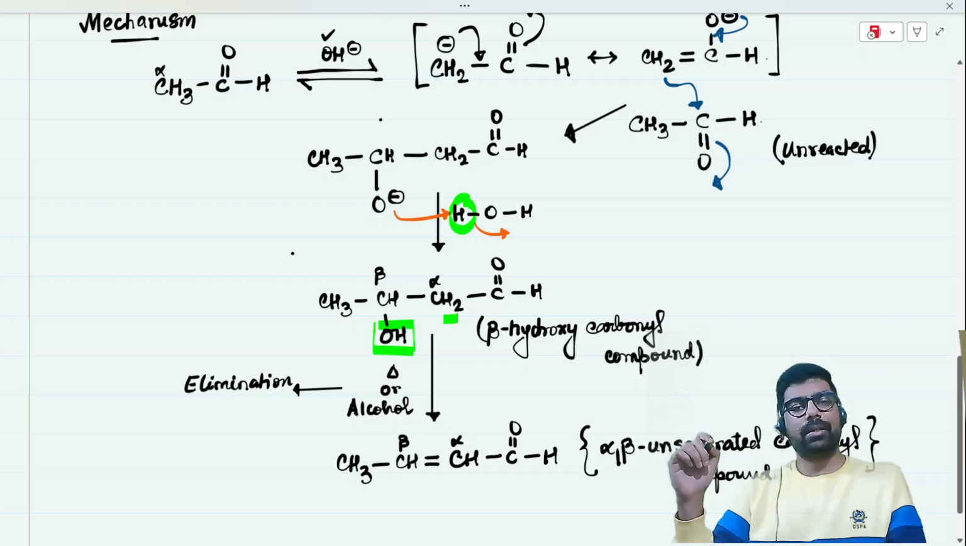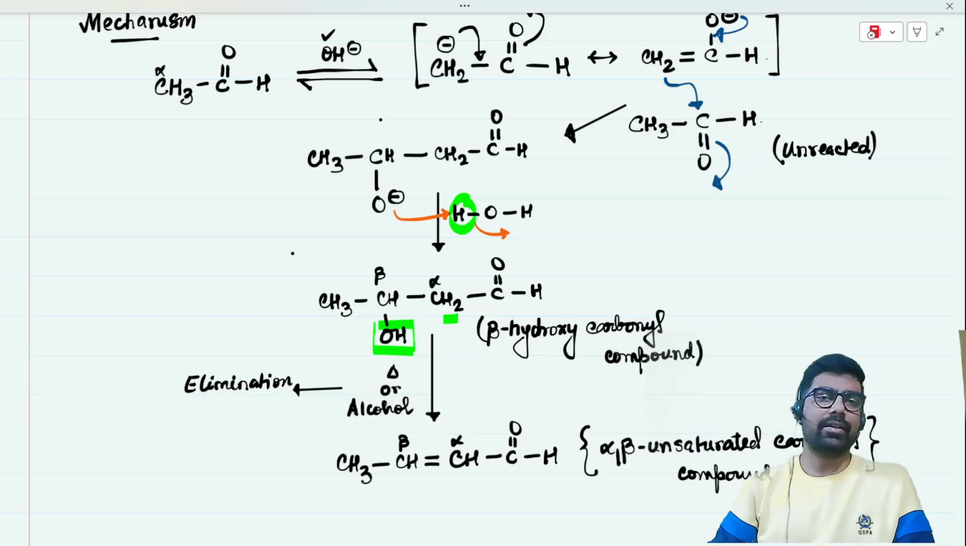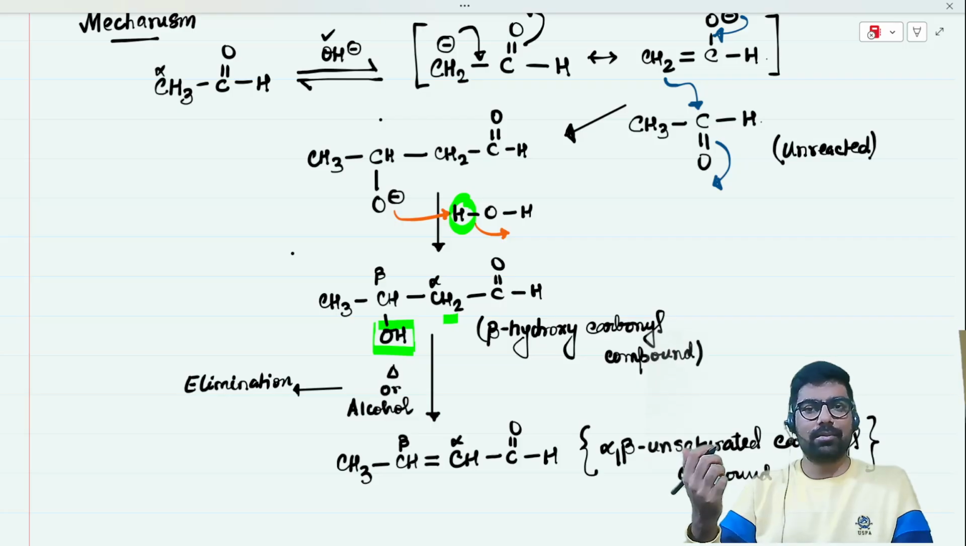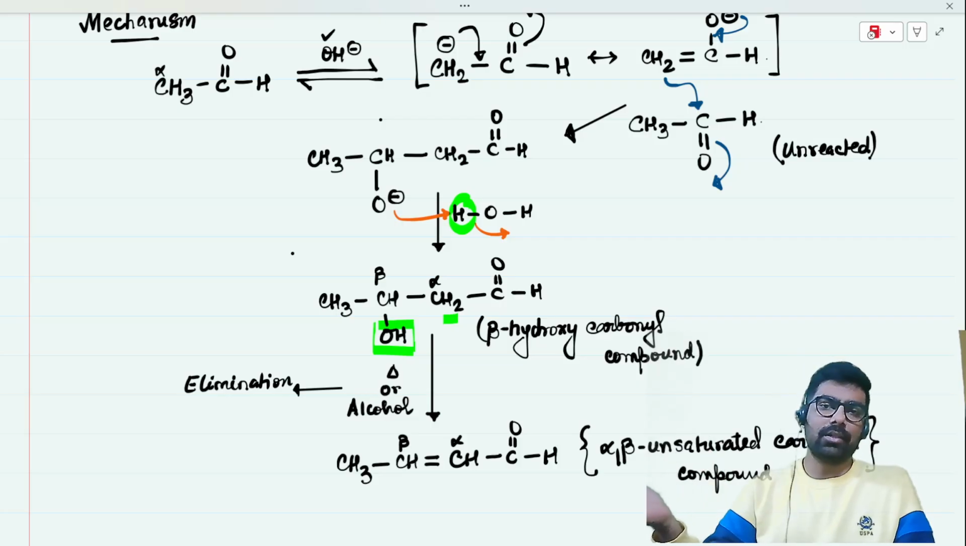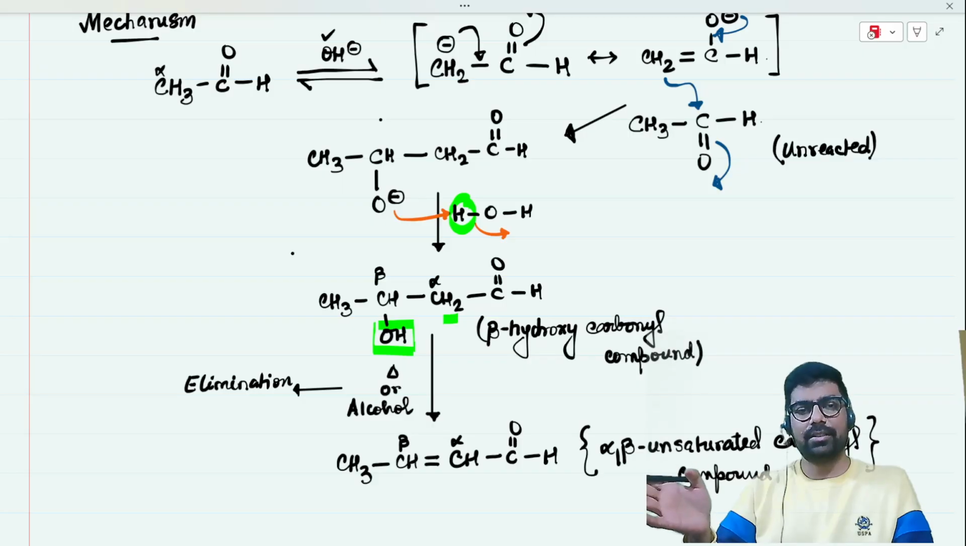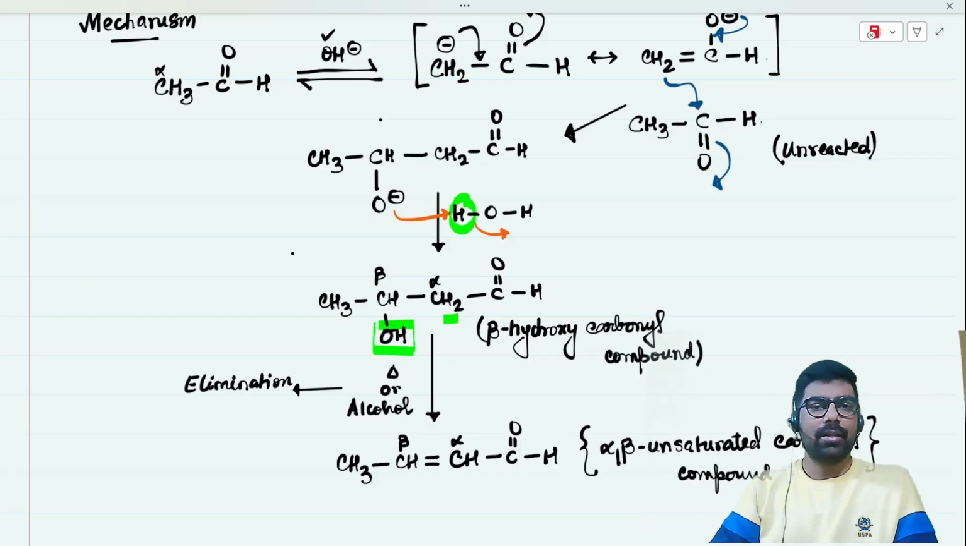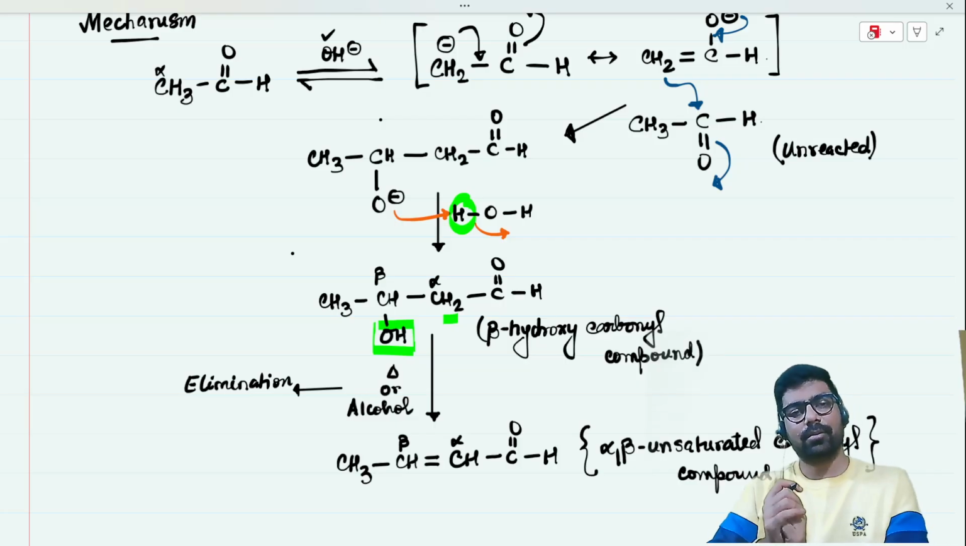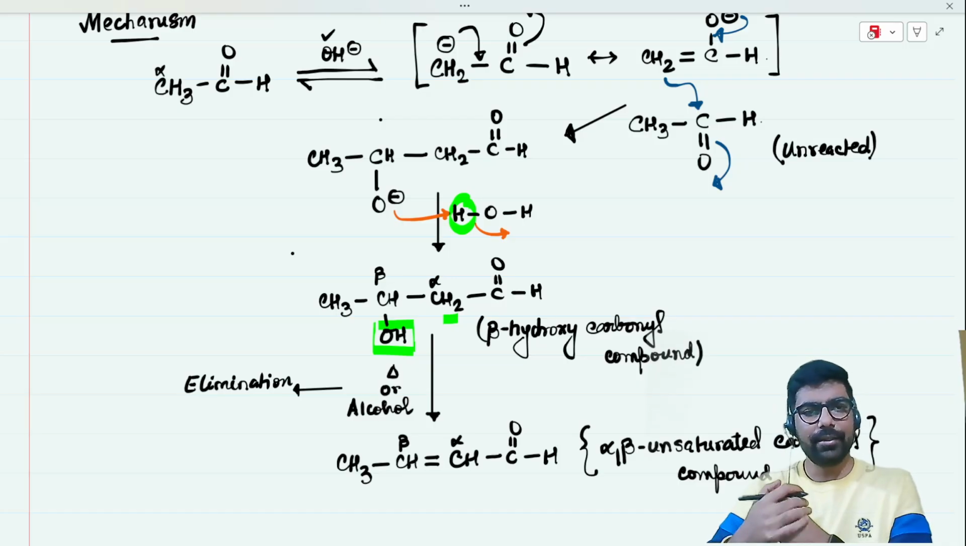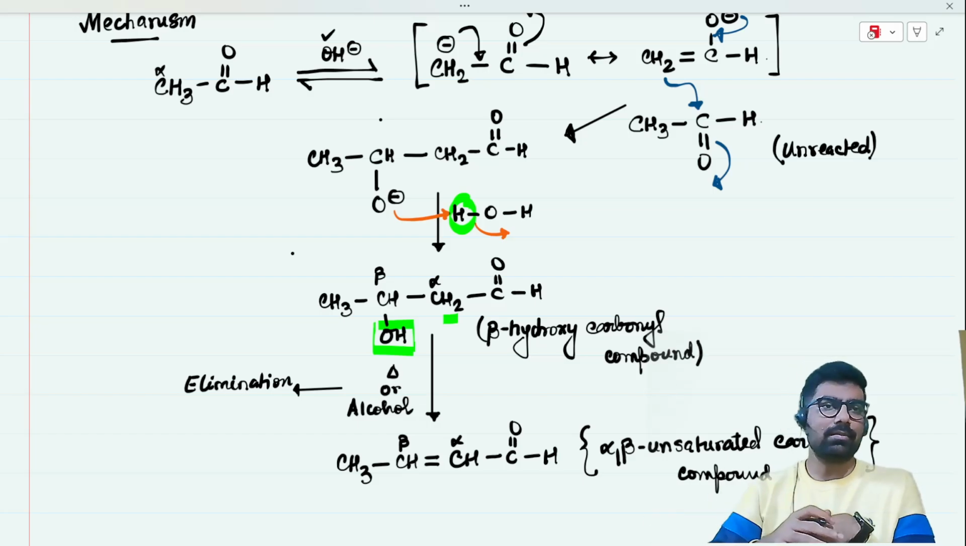So either one can be the product of aldol condensation, right? It can be a beta hydroxycarbonyl compound, but if heat is given or alcohol is there, then another step will add up and an elimination reaction will take place, resulting in the formation of an alpha beta unsaturated carbonyl compound. Clear? So this is the basic mechanism of aldol condensation.